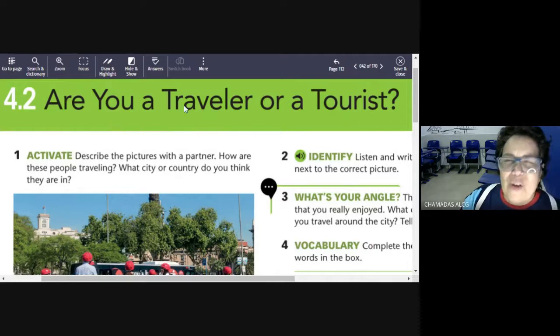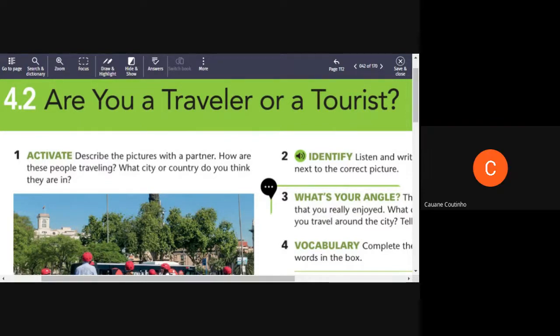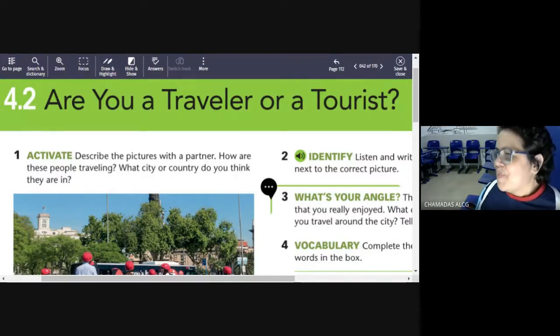Are you a traveler or a tourist? That's a good question. Who can answer? I think a traveler is someone who always travels, and a tourist goes to another place to know about the culture or the beautiful places. Right. Yes, that's more or less the difference, right?